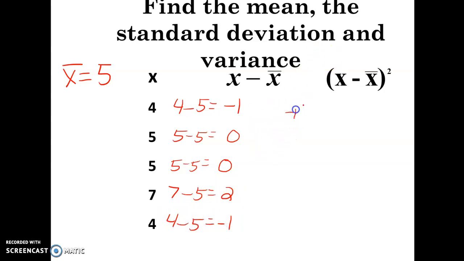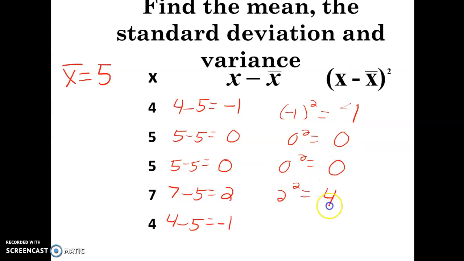So now we need to square all of these. So what's negative 1 squared? 1. And then 0 squared is 0, and 0 squared is 0. 2 squared is 4. And then negative 1 squared is 1. When you add these up, these should all be positive numbers. When you square a negative, it's positive. Make sure you type it in your calculator, right? Or just know that it's positive. So 1 plus 0 plus 0 plus 4 plus 1 is 6.